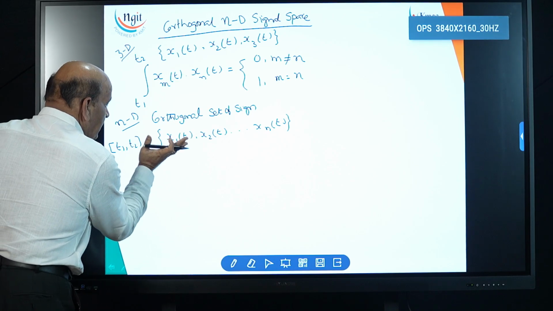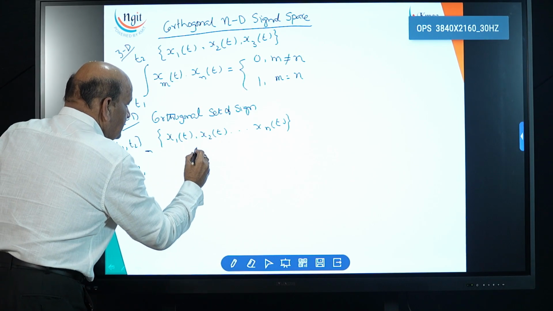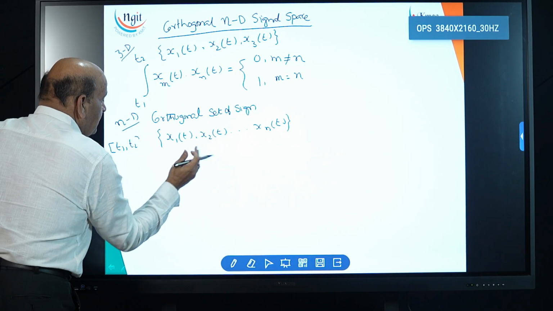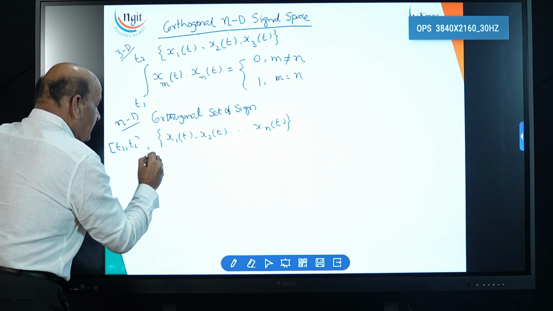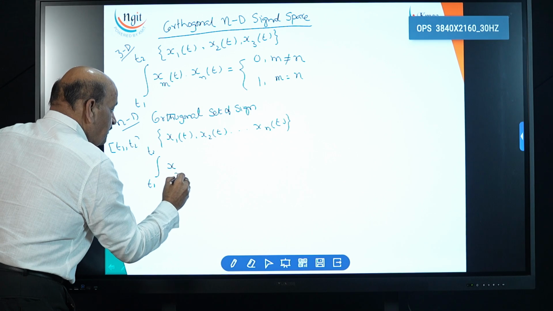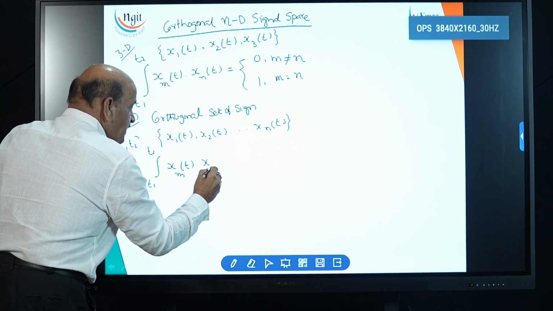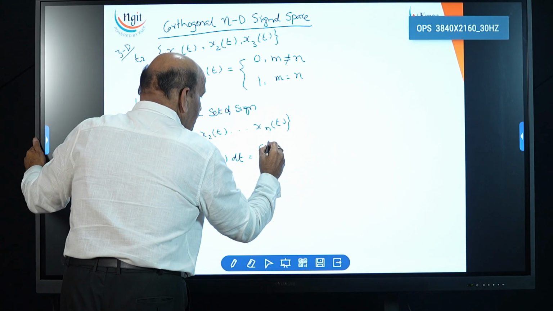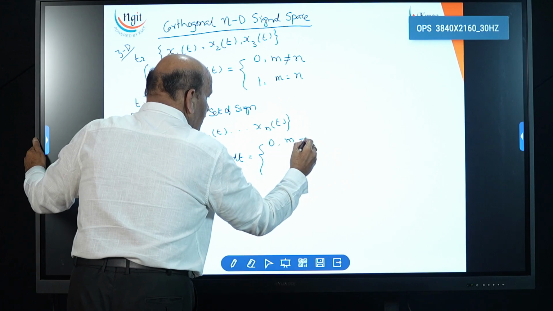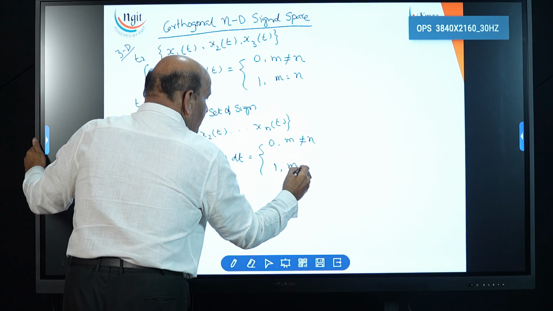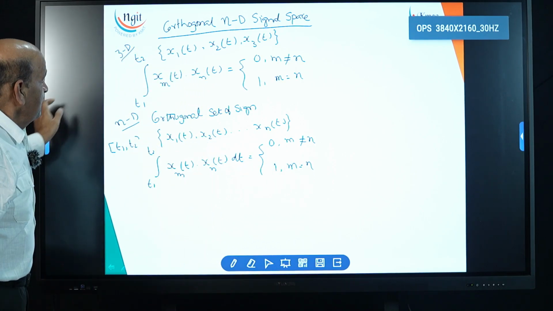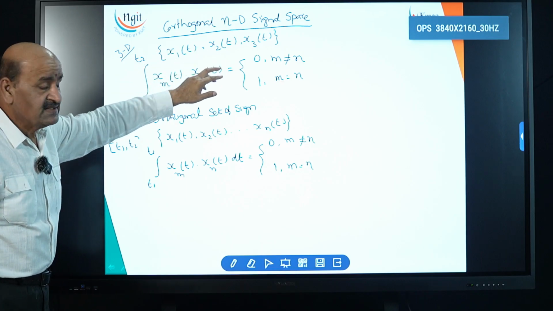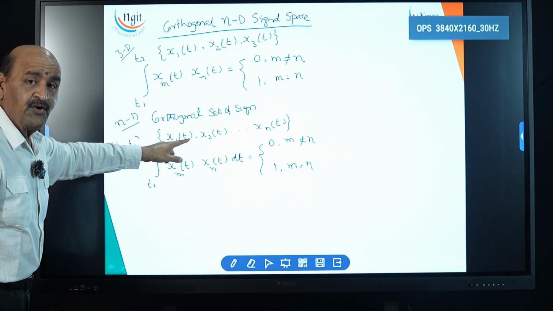Now just look here, all have to satisfy this condition. These are said to be an orthogonal set of vectors if, over the interval t1, t2, the integral of xm of t into xn of t dt is equal to 0 when m is not equal to n, and equal to 1 when m equals n. This is a definition for 3 dimensions because we considered only 3 orthogonal vectors. This is the definition of an n orthogonal set of vectors.